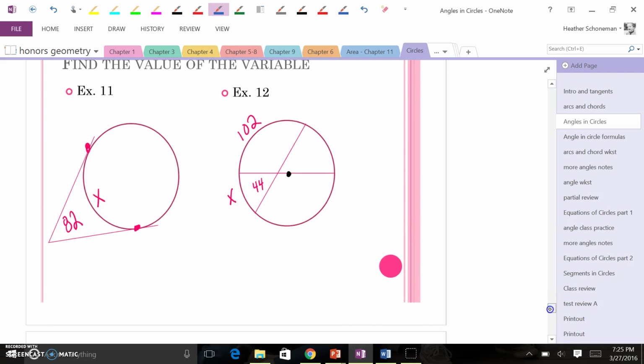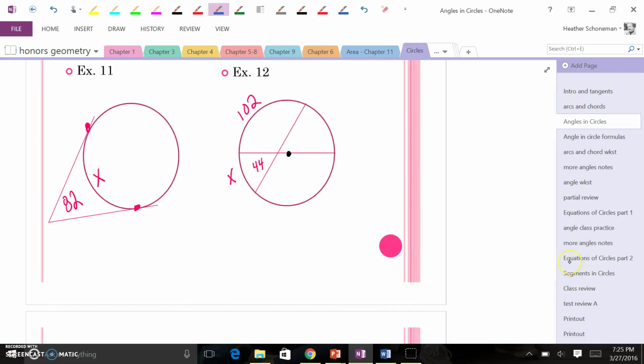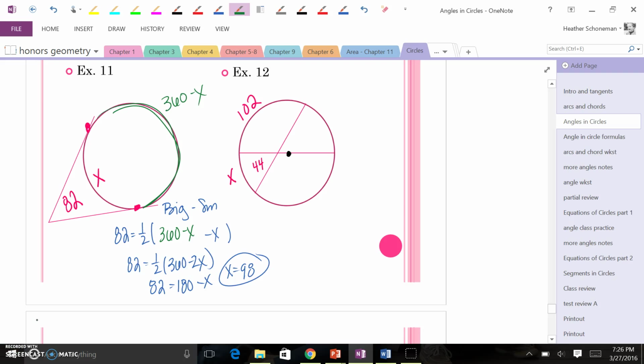All right. I want you to try example 12 on your own. So pause the video and then check your answer. Okay, hopefully you got x is 98. All right, let's look at this one. Example 12. Vertex is inside the circle.